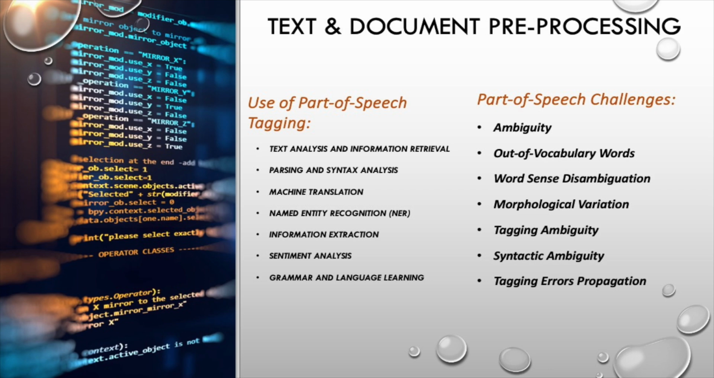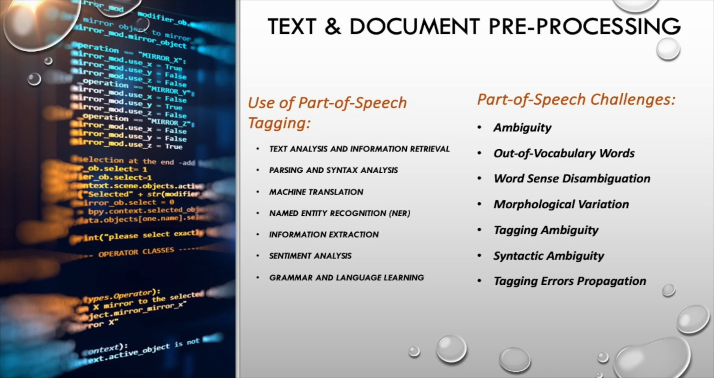Morphological variation. Words in different forms, such as inflections, conjugations, or derivations, may have different POS tags. POS taggers need to handle these morphological variations to accurately assign the appropriate tags. For example, run (verb) and running (noun) have different tags despite being related.